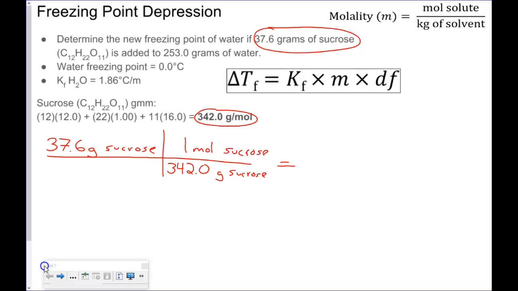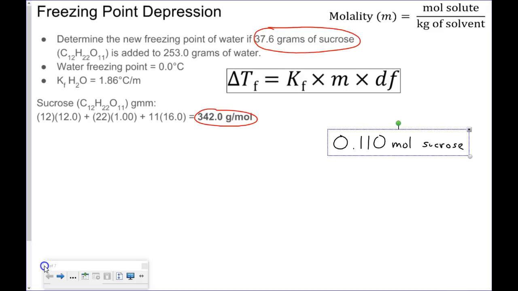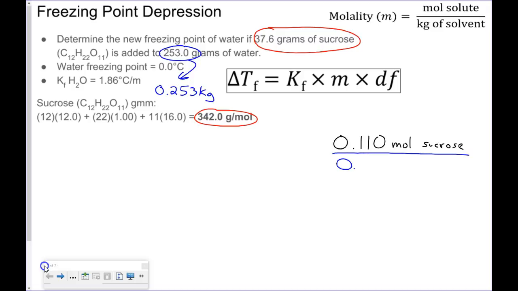I'm going to do that using the conversion factor right here. Cancel that out, that leaves me with 0.110 moles of sucrose. Now I need to figure out the molality of this solution. So I have the number of moles of solute. Now I need to get the number of kilograms of solvent. I have 253 grams of water, that's going to work out to be 0.253 kilograms. Take that 0.110 divided by that. That's going to give me a final solution of 0.435 molal sucrose.